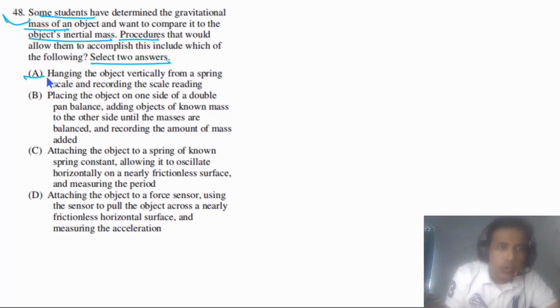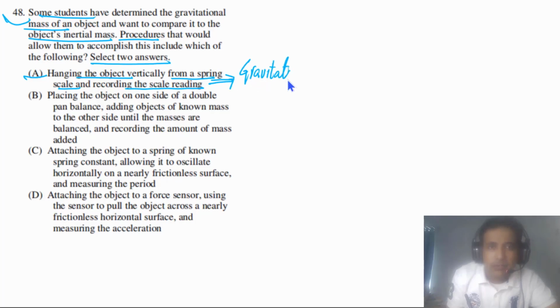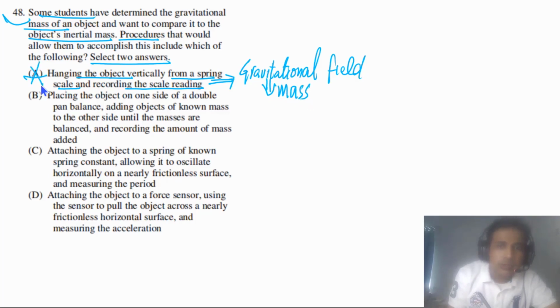If you look at option A, it is given to us hanging the object vertically from a spring scale and recording the scale reading. First of all, this is depending on the gravitational field, and this will give us gravitational mass. So this option is incorrect.